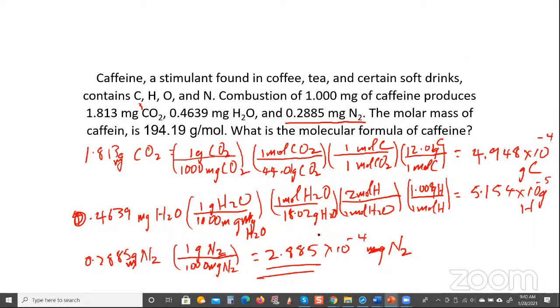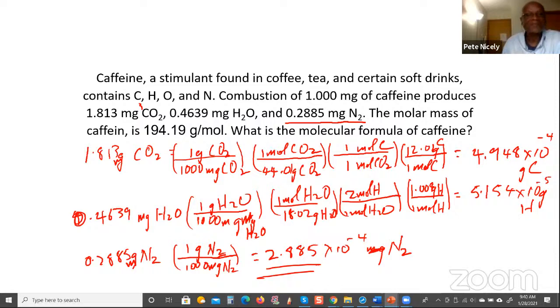When you were solving for H2O, you got 5.154. That's what I did. I don't know, I could be wrong, but that's what I got. Okay, I got 5.189. Okay, let me try it again. So 0.4639 divided by 1,000 equals that divided by 18.02 times 2 times 1.008. Okay, yes, you're right.